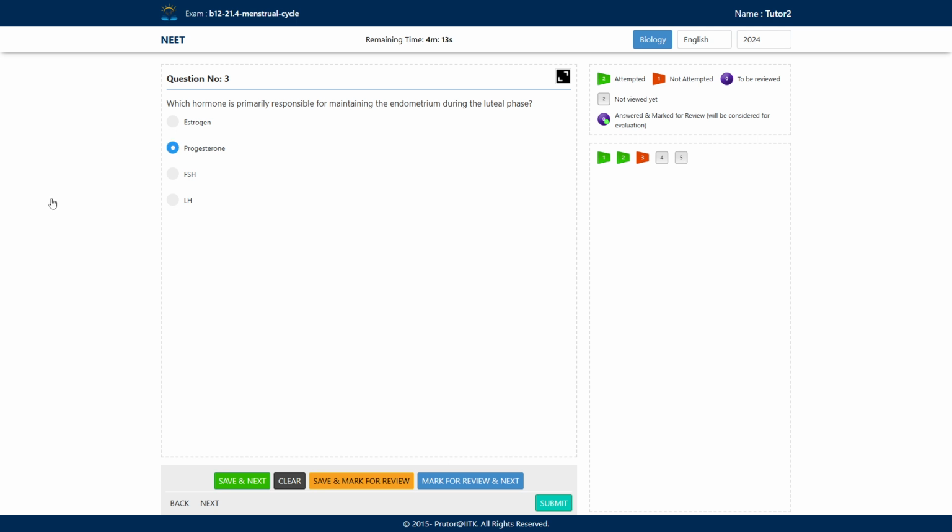The correct answer will be option B, progesterone. Progesterone maintains the endometrium thickness during the luteal phase because the corpus luteum secretes progesterone. As long as the progesterone level is high, the endometrium thickness will be maintained and there will be no menstruation.